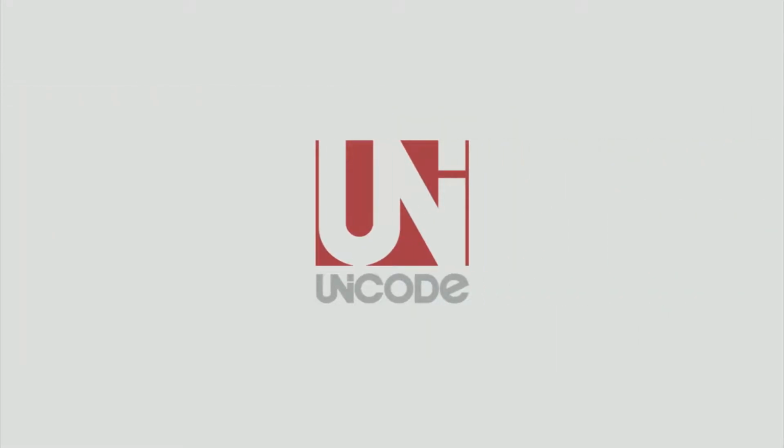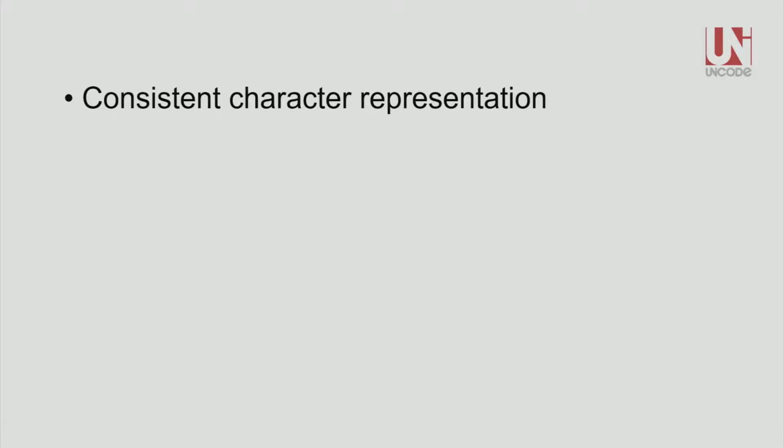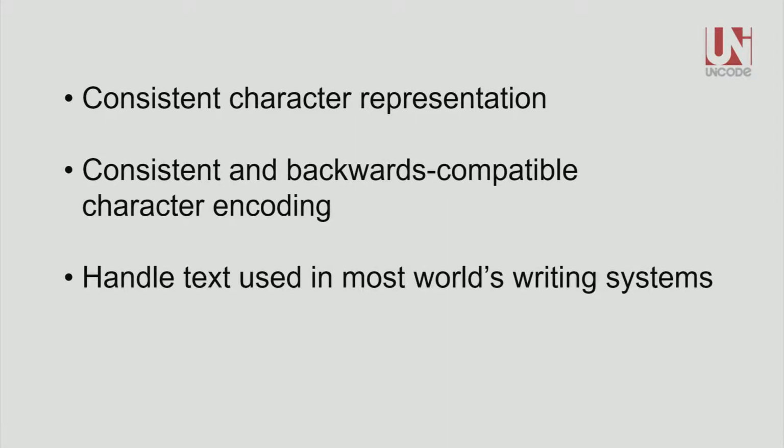So the Unicode Consortium had different goals. One is that we should have consistent character representation. And the other one was that we need to encode them, but it should be compatible with existing documents, because we have about 40 years of documents that no one's going to change. And we should be able to handle the characters in almost every writing system, because in some writing systems you have to write from right to left, and in other languages we write from left to right. In some languages you have to write from top to bottom, and it's weird.